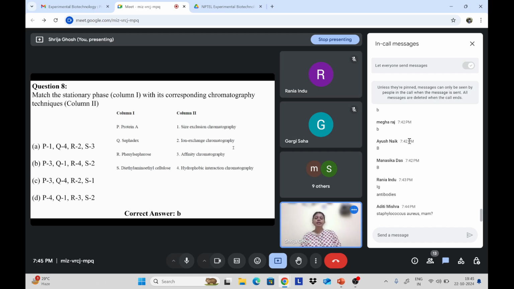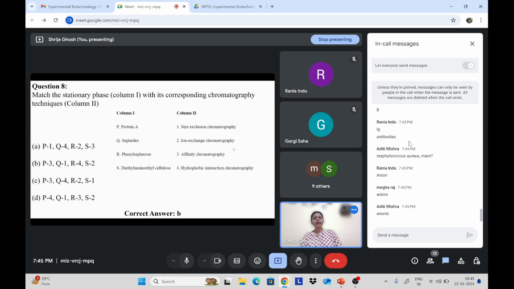Then comes the diethyl aminoethyl cellulose, which is basically an ion exchange cellulose. Anybody can answer whether it is an anion exchange or cation exchange resin. Diethyl aminoethyl is used for anion exchange or a cation exchange? Yes, it is used for anion exchange. That is correct. That means it has a positive charge. Okay.